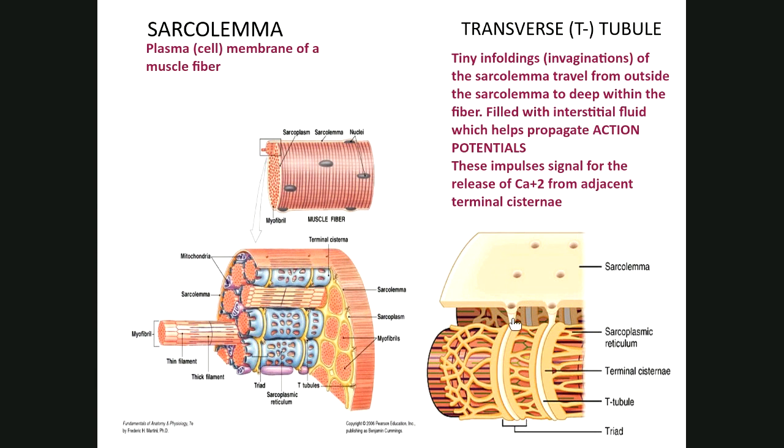This stimulation, or the action potential going through the transverse tubule, will stimulate the sarcoplasmic reticulum to release calcium around the myofibril through the terminal cisternae, which is part of the sarcoplasmic reticulum. So again, make sure you note the triad includes the terminal cisternae plus the transverse tubule. So it's one transverse tubule, two terminal cisternae equals the triad.